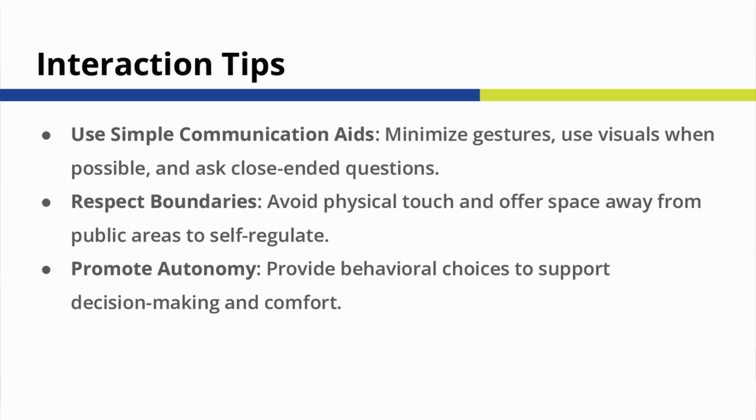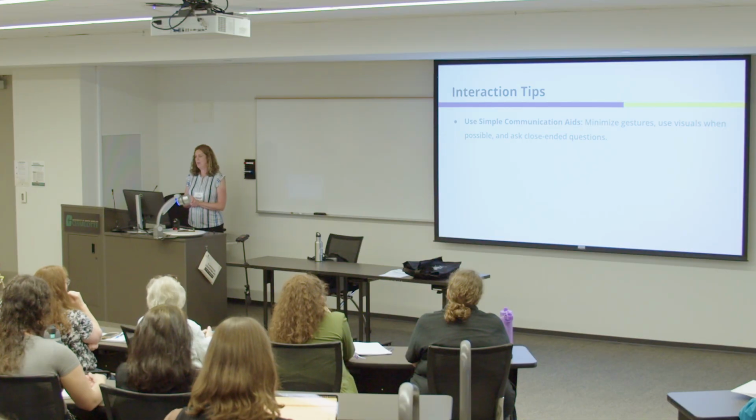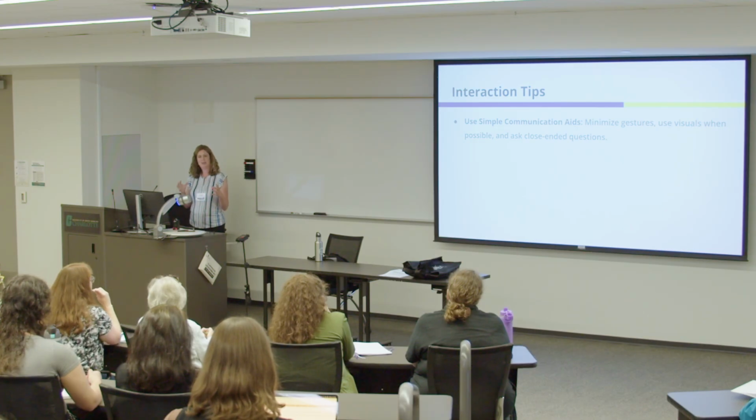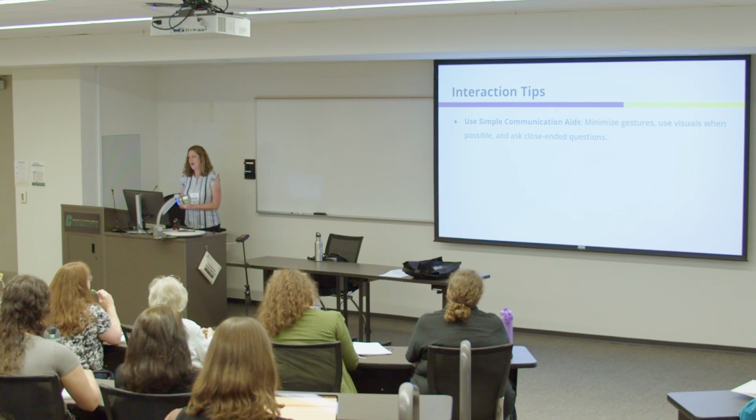You can also use simple communication aids. So try not to rely on gestures. You can use gestures, but if you're relying on that to communicate, that would be a challenge. Visuals are always helpful. And ask closed-ended questions. We're always trained to ask open-ended questions, but for somebody on the spectrum, that's maybe not enough structure for them. They're not quite clear on what it is you want them to tell you. So using closed-ended questions can help structure that interaction for them.